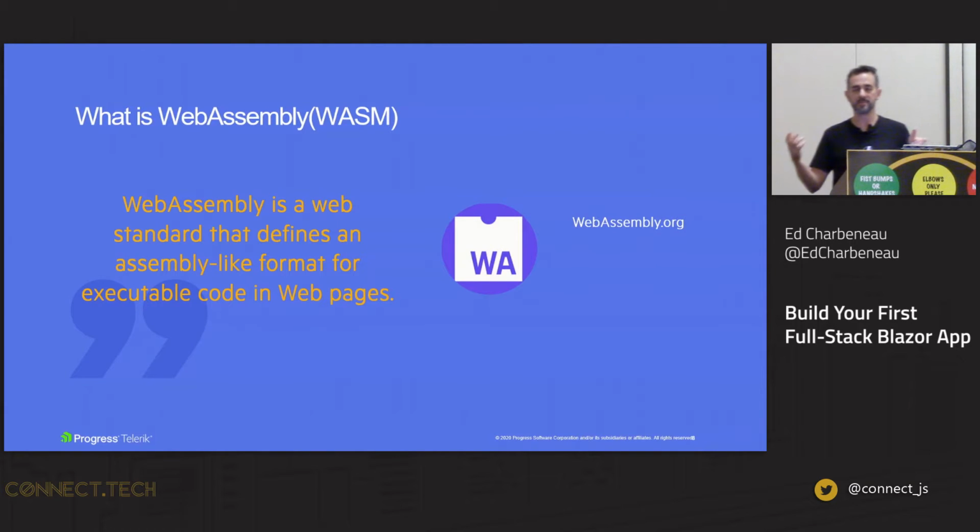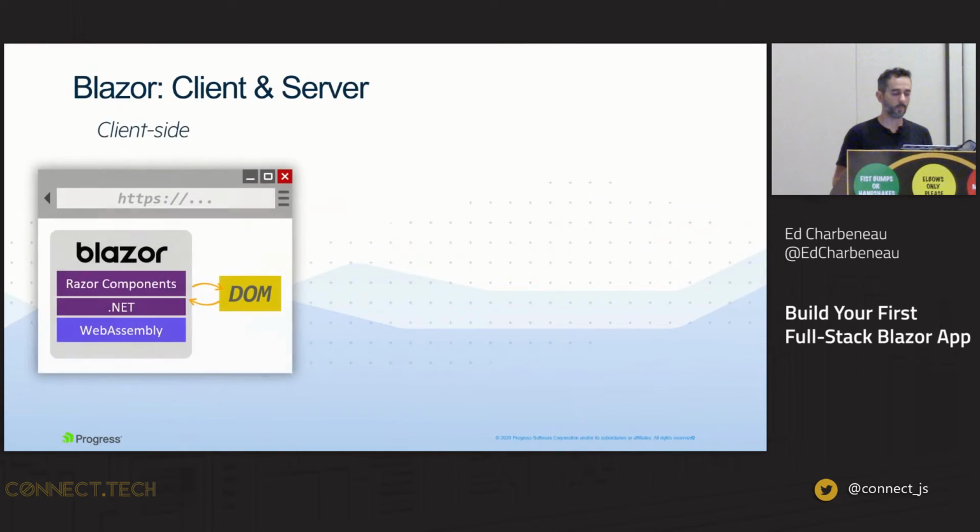So I've mentioned WebAssembly a few times. I think it's probably best to give a little bit of primer as to what it is and how it works and why it's important to Blazor. So WebAssembly is a bytecode. It's a standard for the web, and it's a bytecode that the web understands. So it's a very low-level executable bytecode that we can use in our browsers.